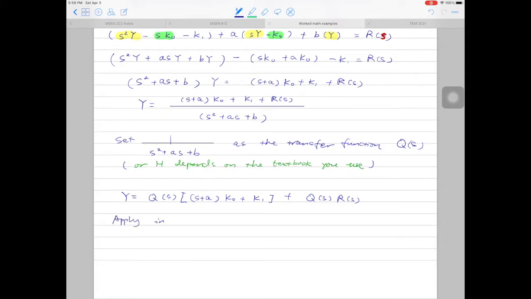Then apply inverse Laplace transform to Y. We can get the expression for lowercase y. And this is how you can use Laplace transform to help you solve second-order differential equations.